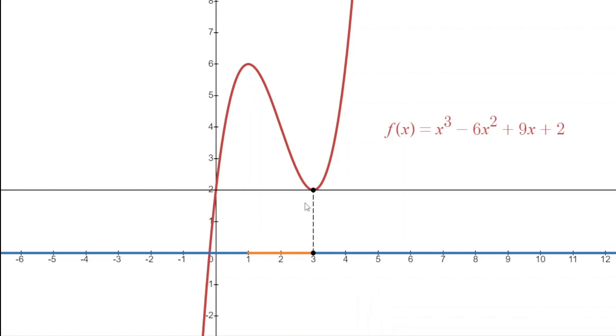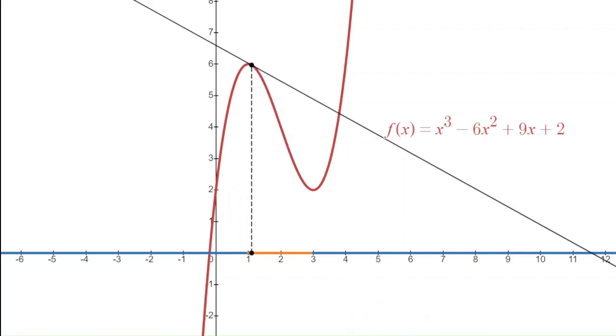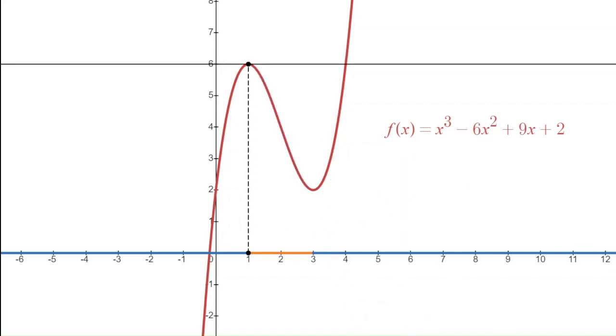Now notice we do have 2 points here where the slope is 0. At 3, the slope is 0, so f prime of 3 is 0. Also at 1, f prime of 1 is also 0. And those numbers 1 and 3 are called the critical numbers of the function f. So a critical number is a number where the slope is 0. It could also be a number where the slope doesn't exist, so it's not differentiable.